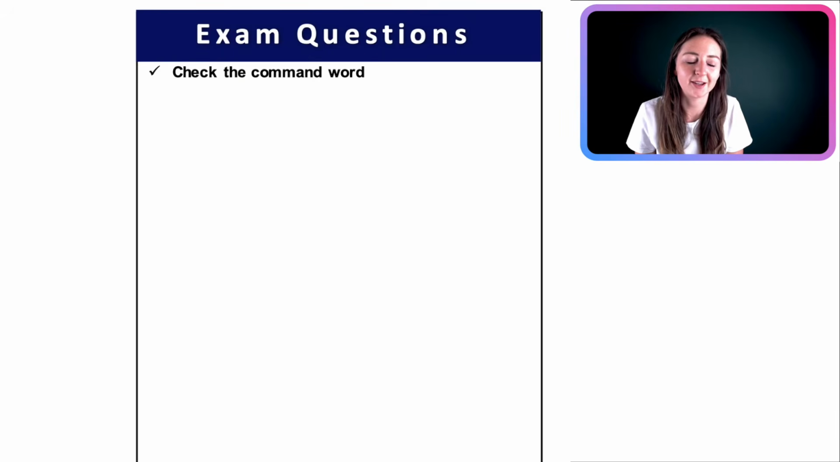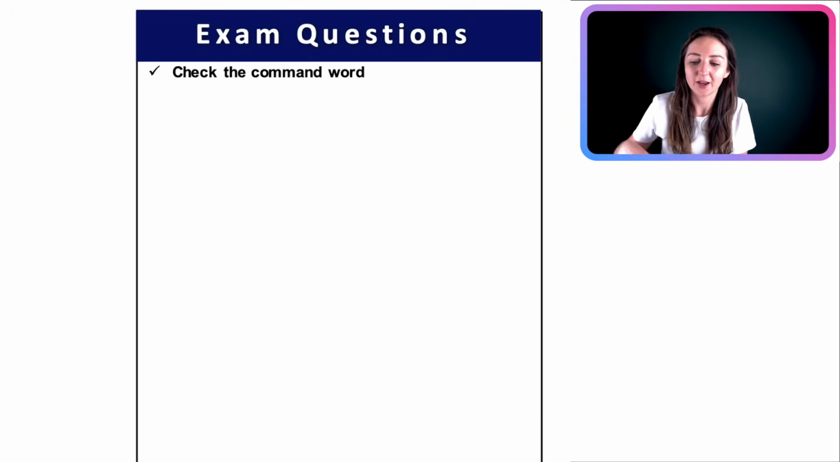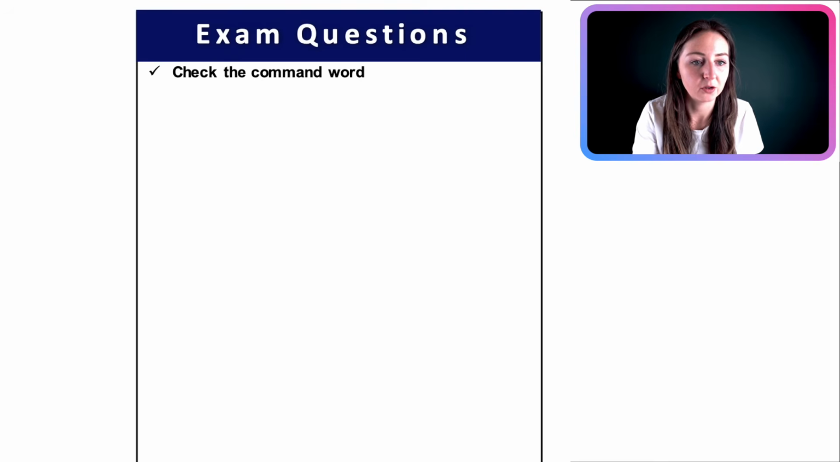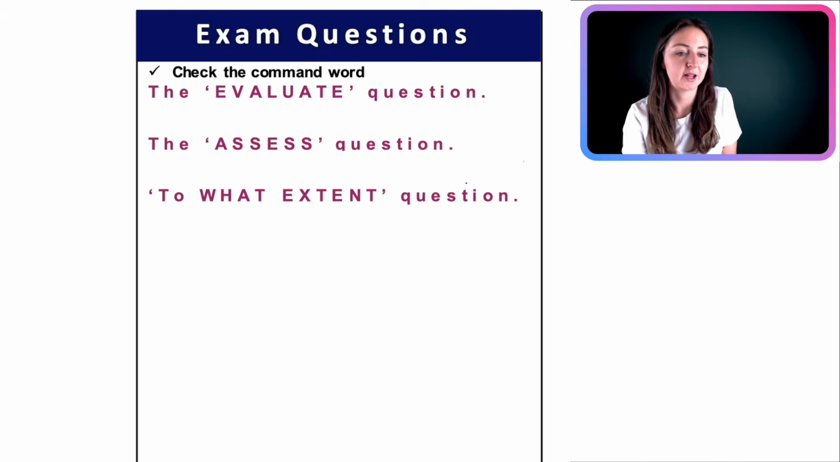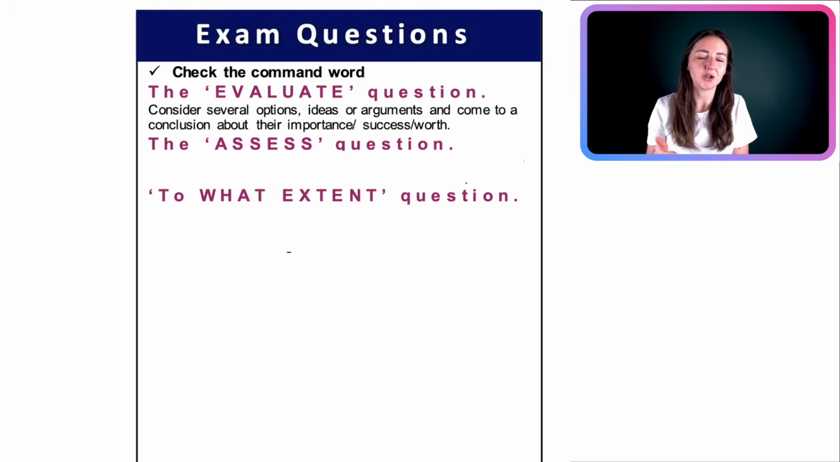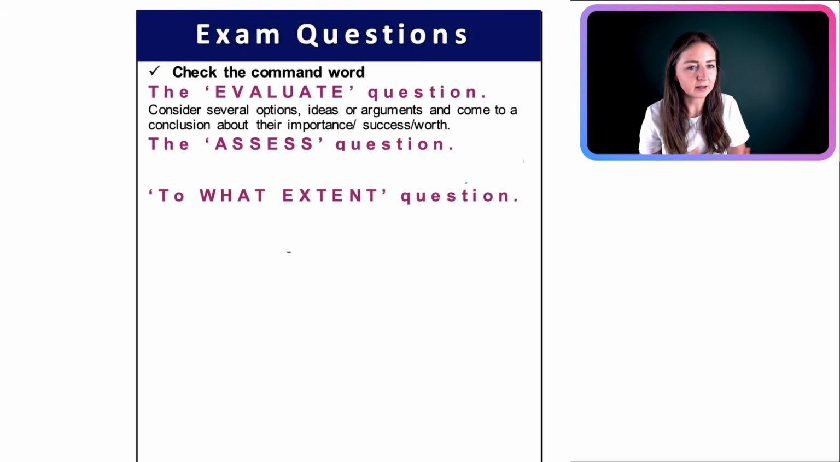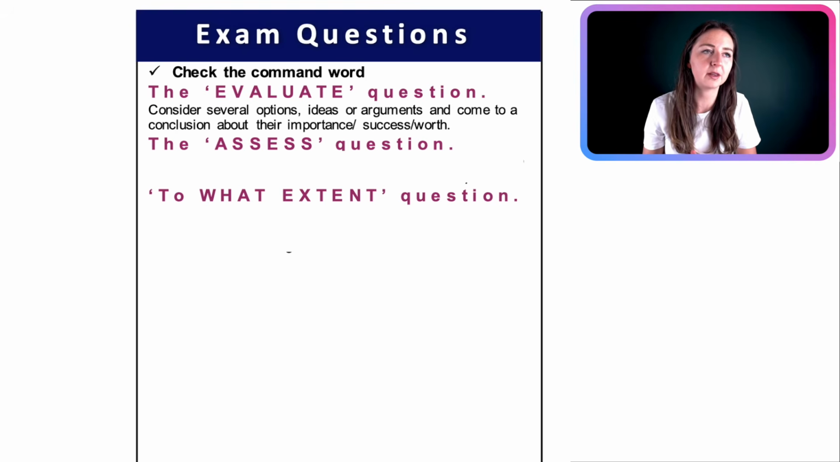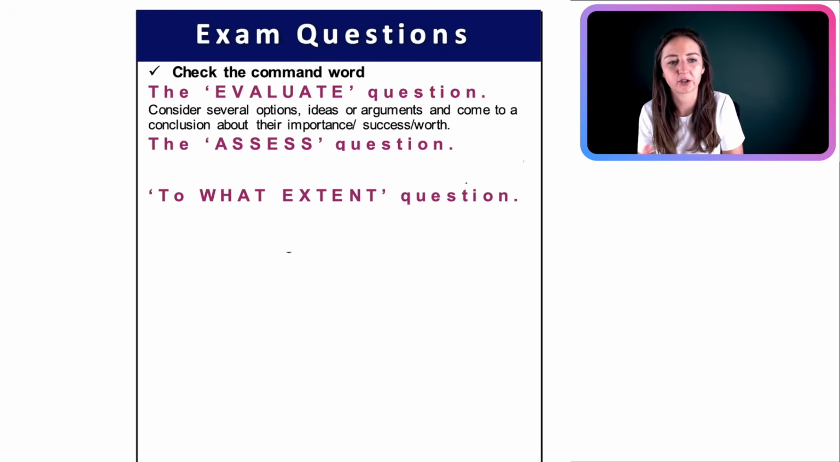The first thing is to check the command word. For A-Level Geography, there's normally quite similar command words. You're going to either get an evaluate question, an assess question, or a to what extent. So to what extent do you agree with this? They're slightly different, but the key components of answering the exam questions are the same.